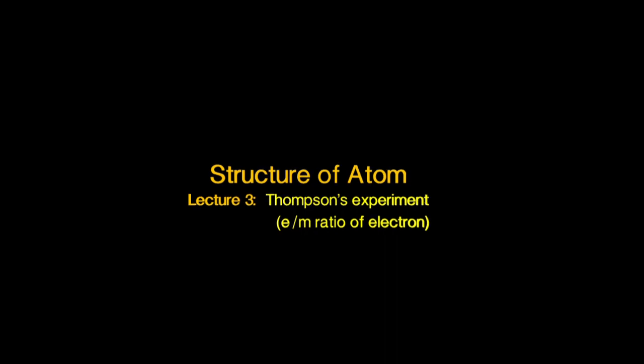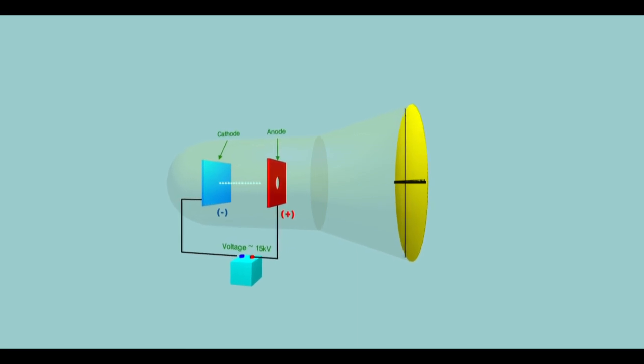Hello students. In the previous video, we learned about the cathode ray experiment and how it led to the discovery of the electron. So today we'll look at how Sir J.J. Thomson ingeniously used the same CRT setup to actually estimate the ratio of an electron's charge to its mass, also known as specific charge. So how did he do that?